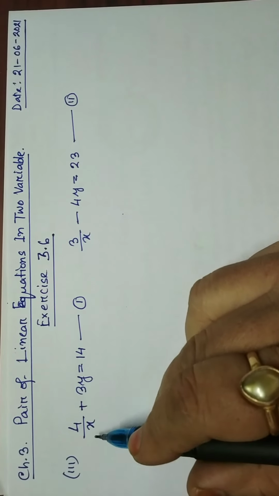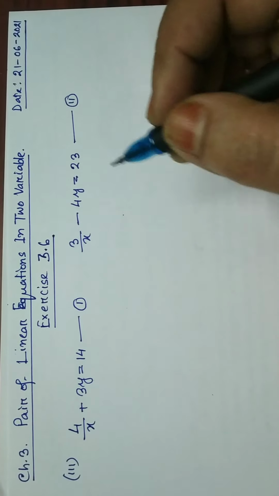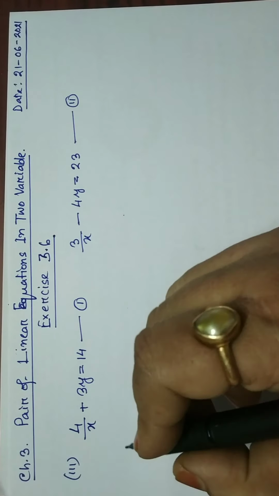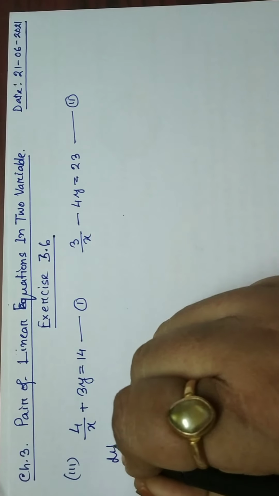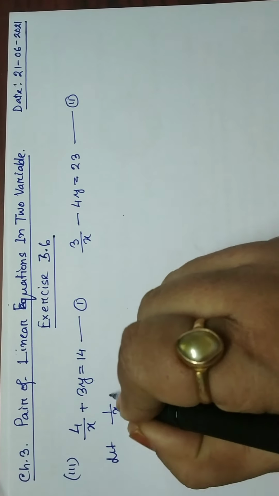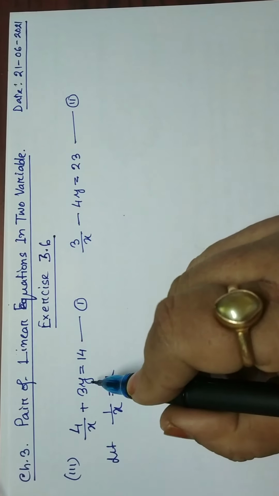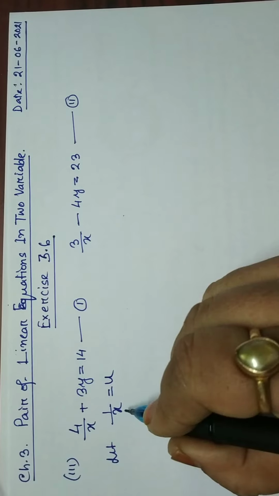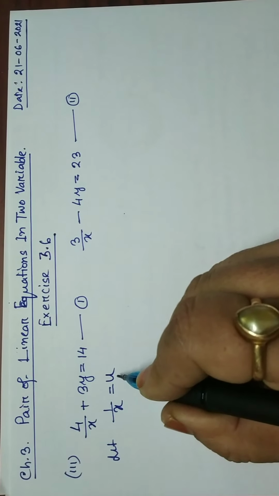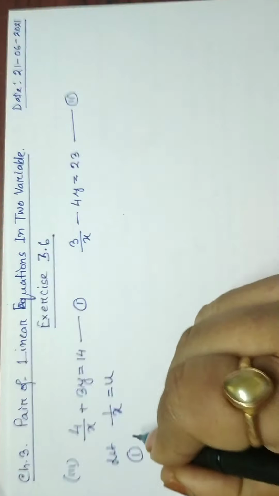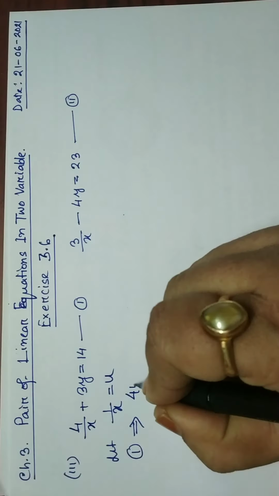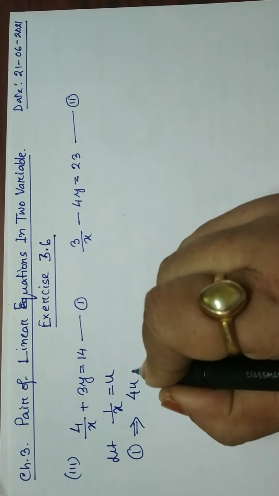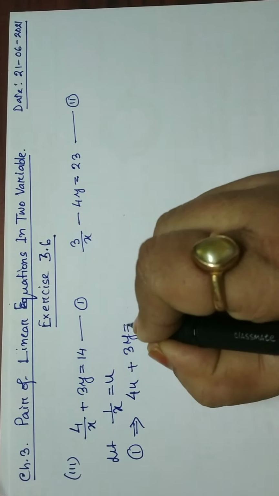Now first we solve this by substitution. We convert this equation to a linear equation. Let 1 by x be equal to u. Here y is already given, that's why no need to change. In place of 1 by x, if we put u, then equation number 1 will be 4u, because 4 by x means 4 into 1 by x. Therefore 4u plus 3y equal to 14.